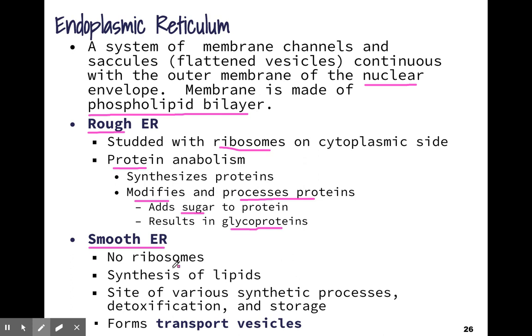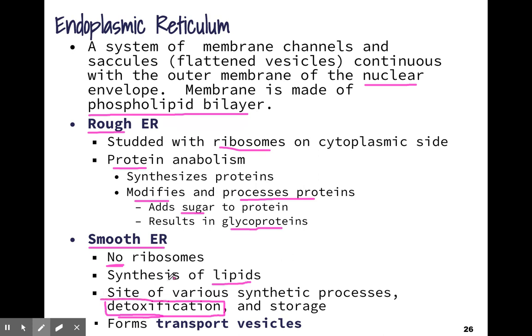Next, we have the smooth ER. Smooth ER has no ribosomes, and it helps to synthesize lipids. It is the site of various synthetic processes such as detoxification as well as storage, and it helps to form transport vesicles. So smooth ER helps to detoxify materials as well. So smooth ER helps to detoxify.